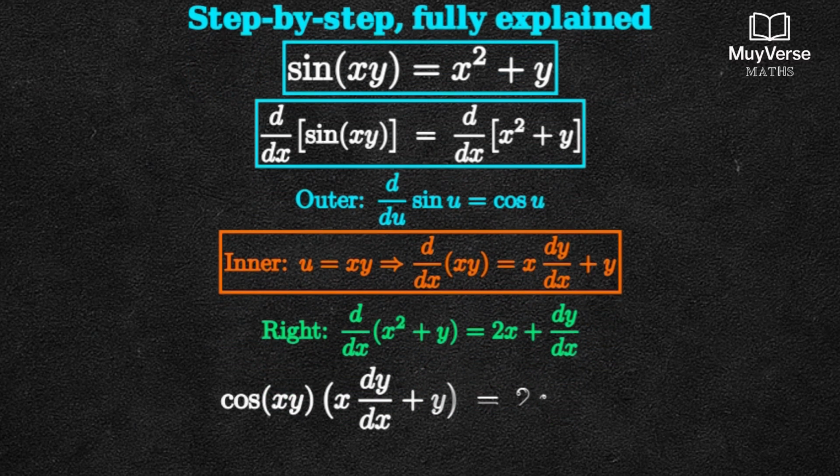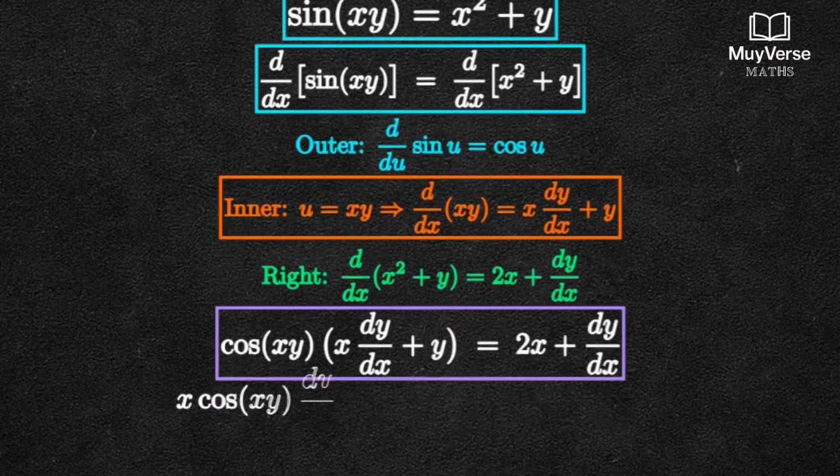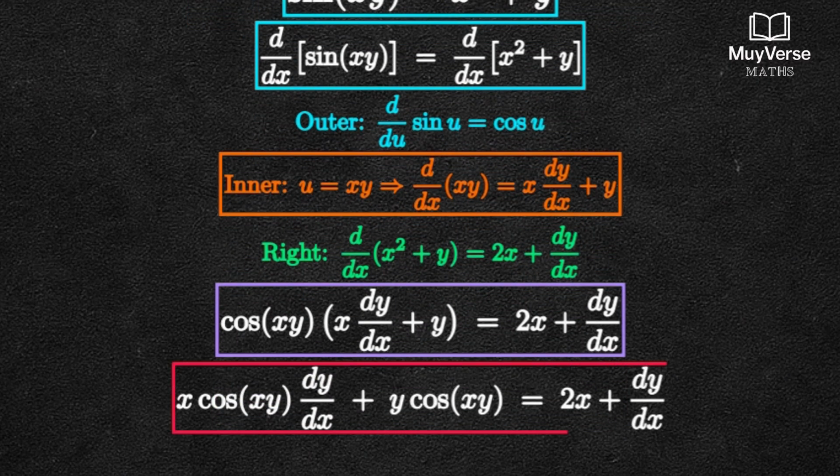Putting this together gives cos(xy) times the quantity x dy/dx plus y equals 2x plus dy/dx. Step 2. Expand and collect the dy/dx terms. We distribute the cosine term to get x cos(xy) times dy/dx, plus y cos(xy) equals 2x plus dy/dx.